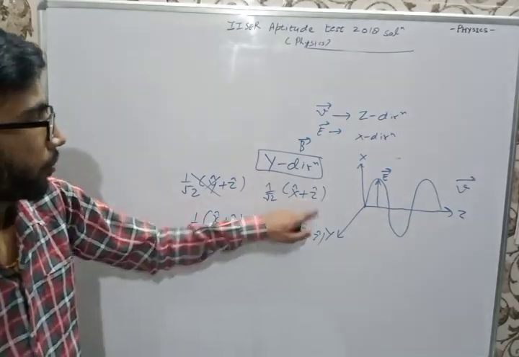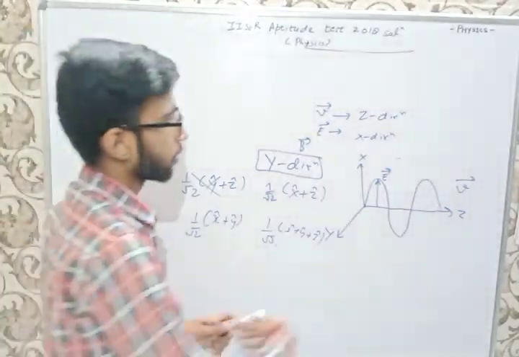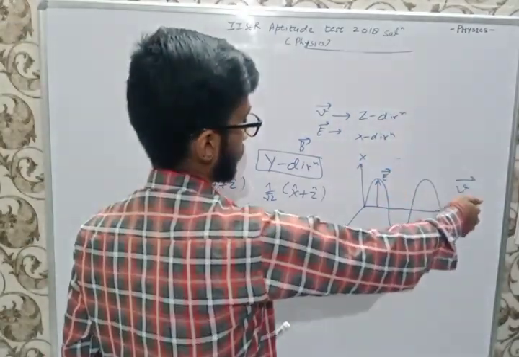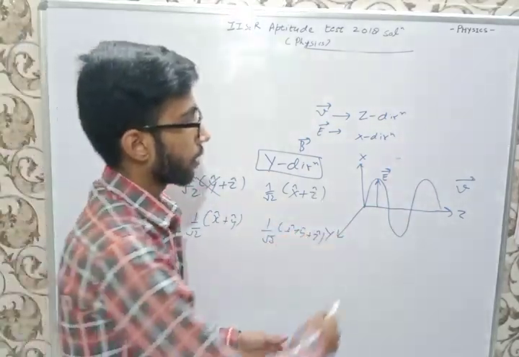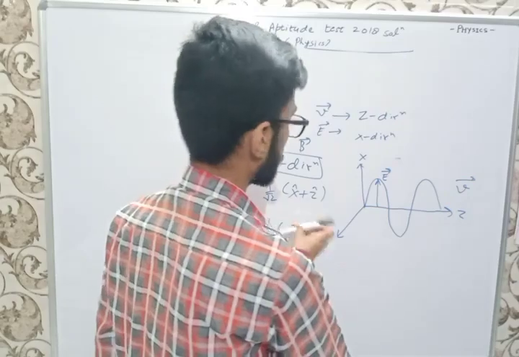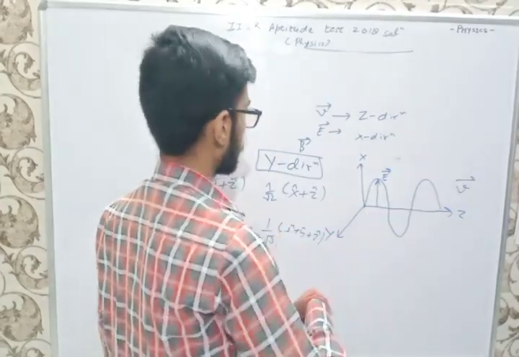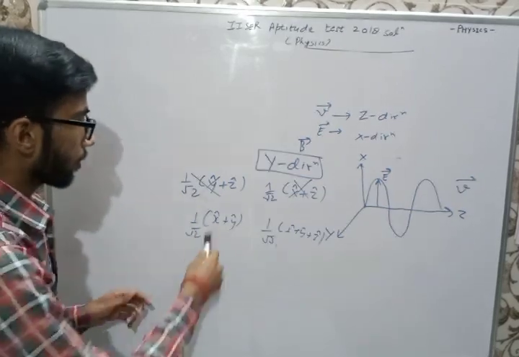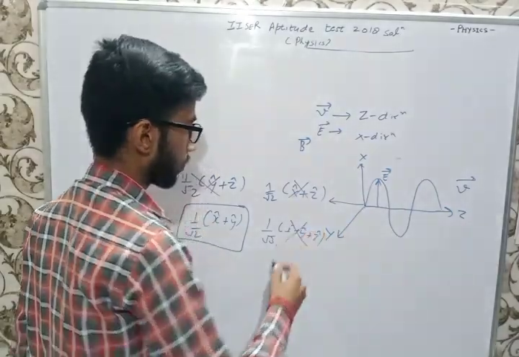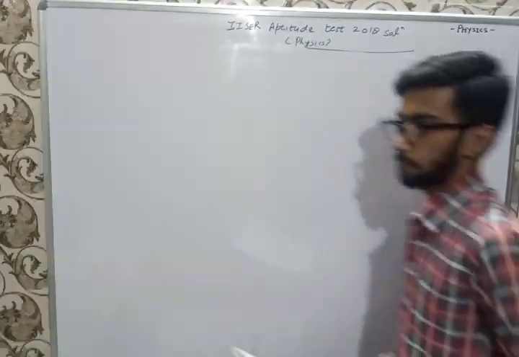Similarly, x cap plus z cap means the xz plane. In that plane, it cannot have a direction perpendicular to the propagation, so it is also wrong. Now the third option is also wrong. It cannot be the answer.